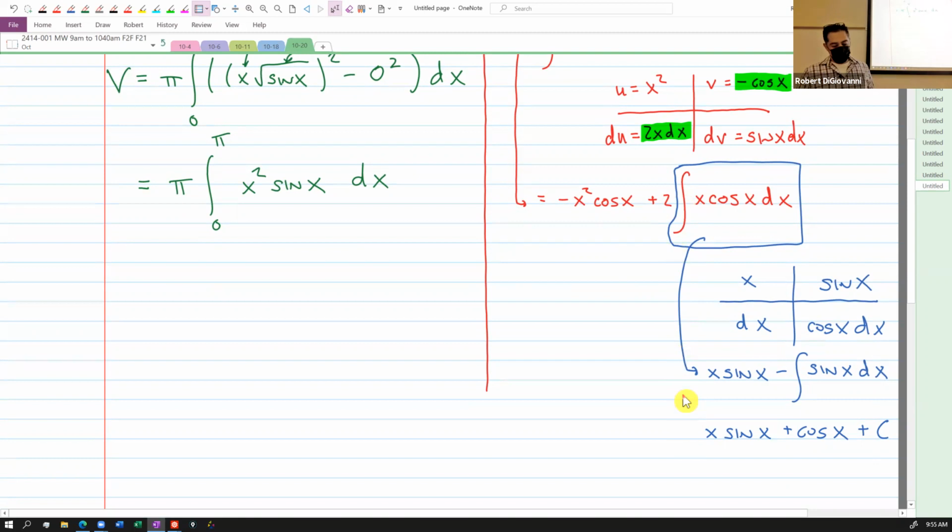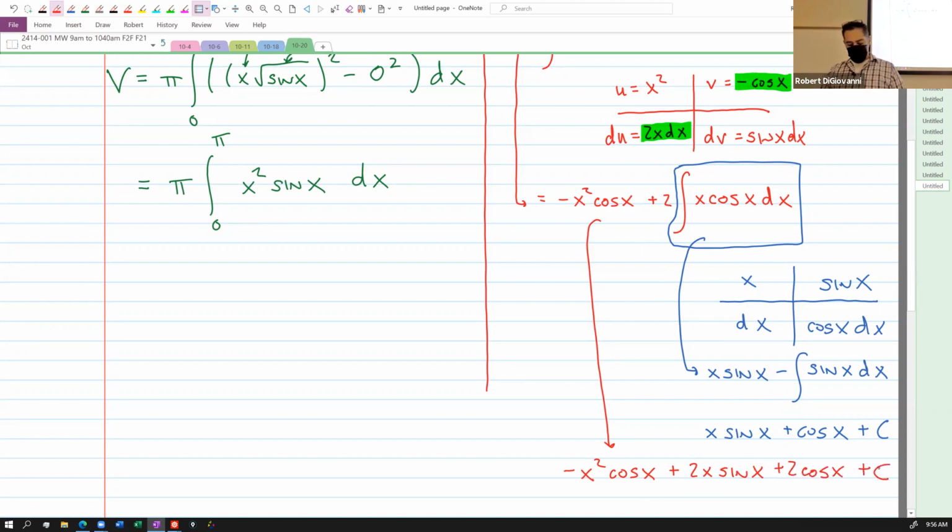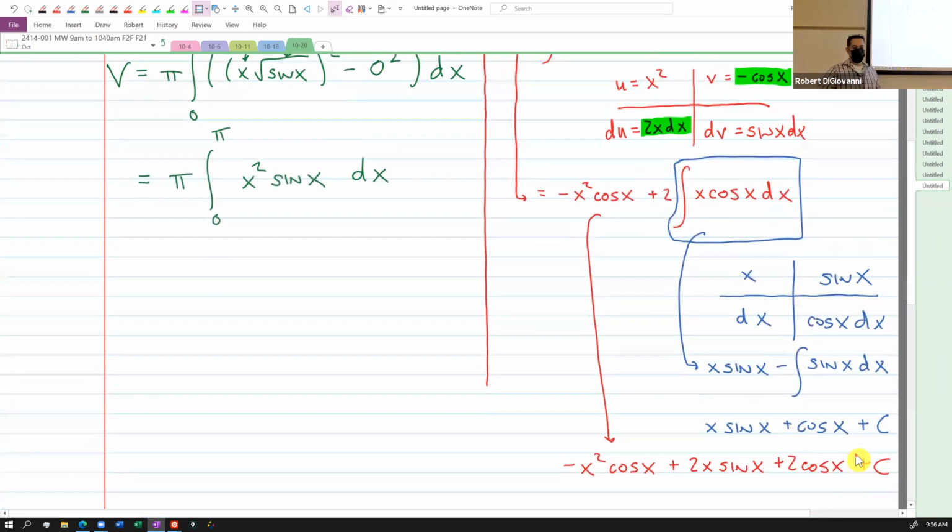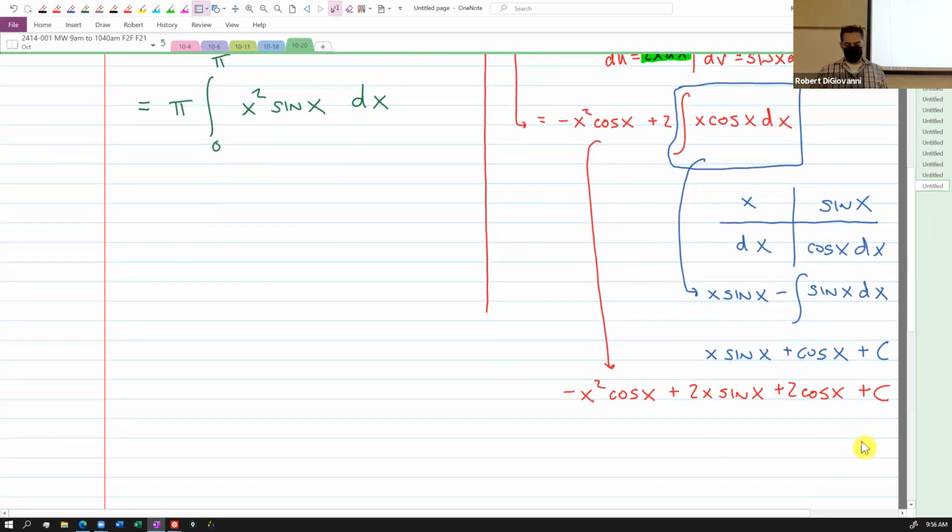So I think I'm ready for a final answer here. So we should get negative x squared cosine x plus now the 2 times all this. So 2x sine x plus 2 cosine x plus c. There's our antiderivative. Times pi. Well, this is just the antiderivative of this, right?